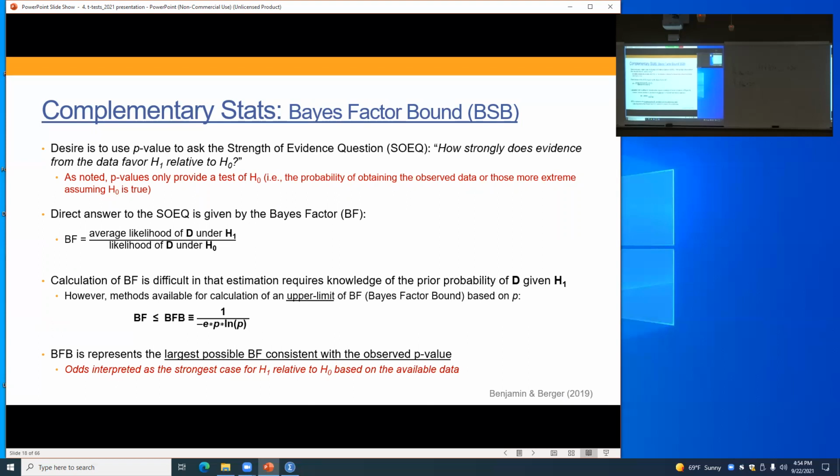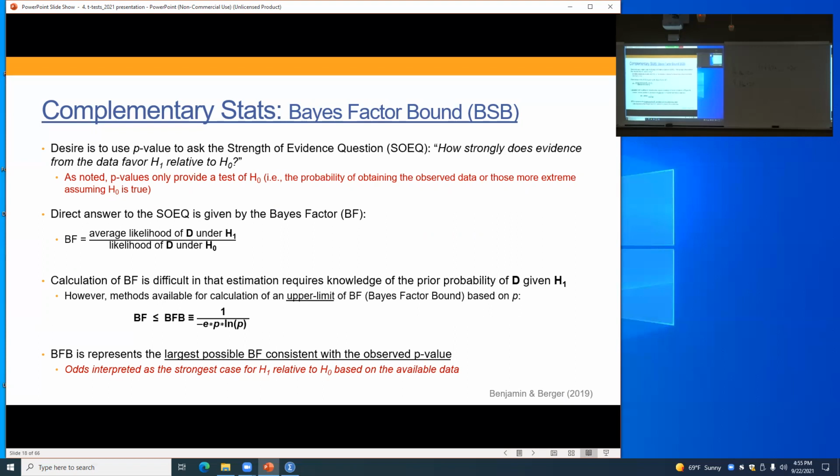But Benjamin and Berger proposed a method for calculating an upper limit of our Bayes factor, under the best circumstances. And the best of circumstances often involves equal probability of the alternative versus the null, right? Think back to that base rates question, not 98% versus 2%, right? 50-50, best case scenario, what's the upper limit of this Bayes factor?